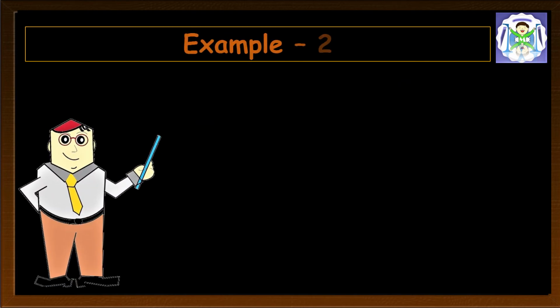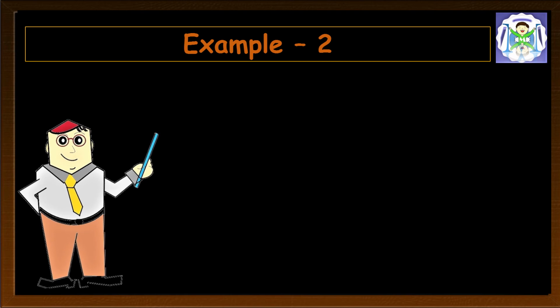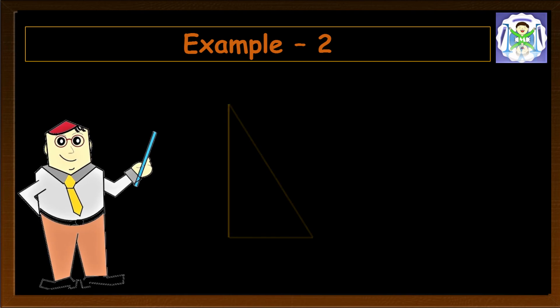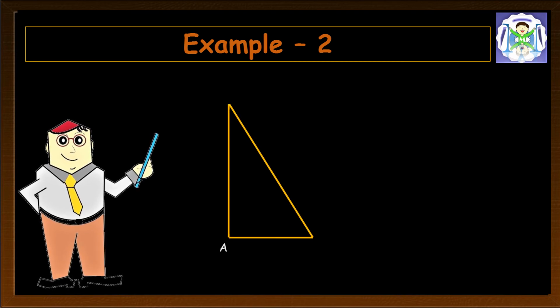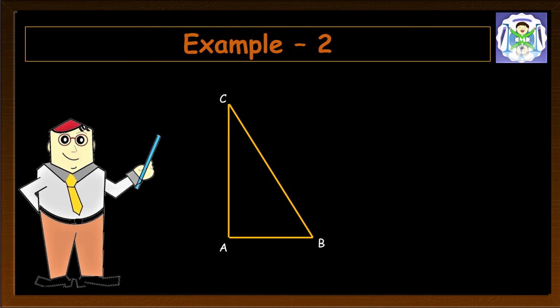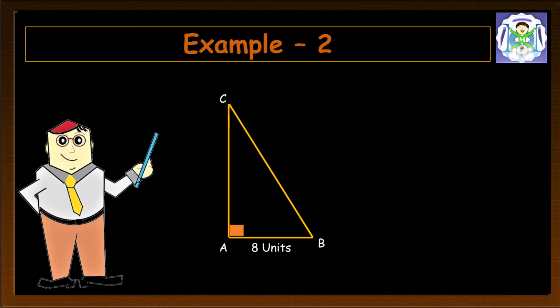Now let's take another example in which we will find the value of an angle in degrees. Here is a triangle ABC. A has an angle of 90 degrees, and the distance between A and B is 8 units. The distance between A and C is 11 units. Now we have to find the angle.